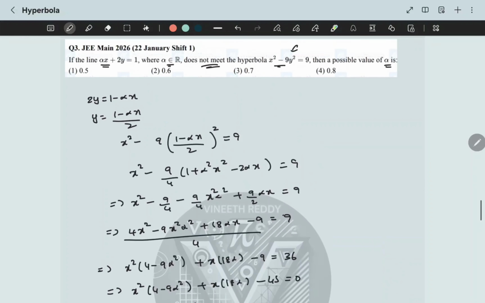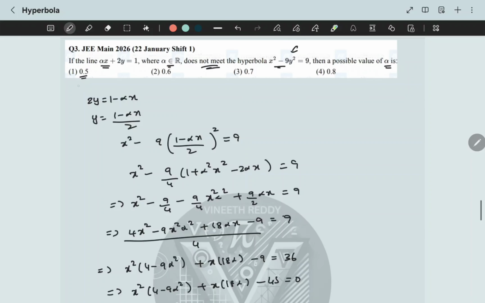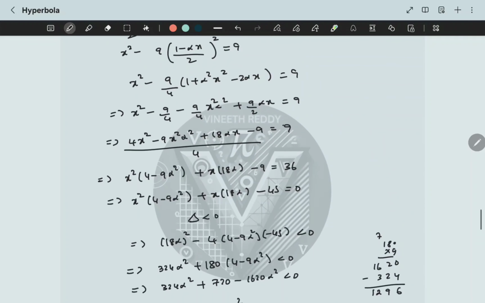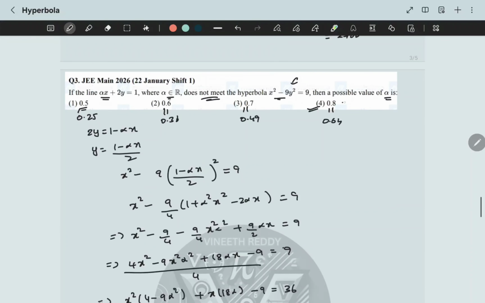Now let us see which option satisfies that. 0.5 whole square will be 0.25. Square of this is 0.36, square of this should be 0.49, and square of this should be 0.64. So alpha square should be greater than 0.55. That means I think option 4 should be the answer.